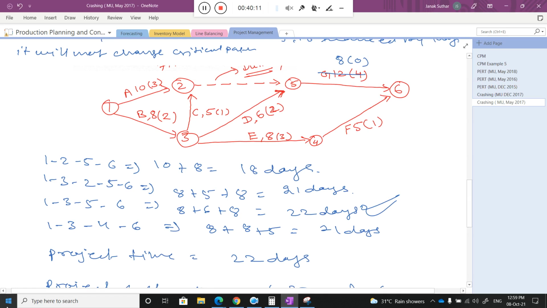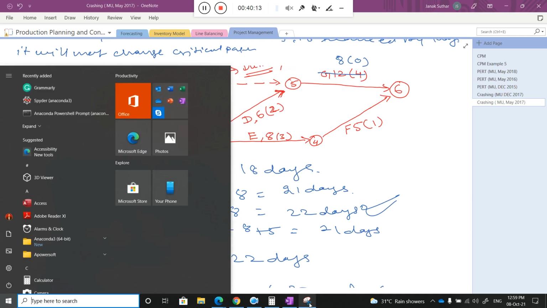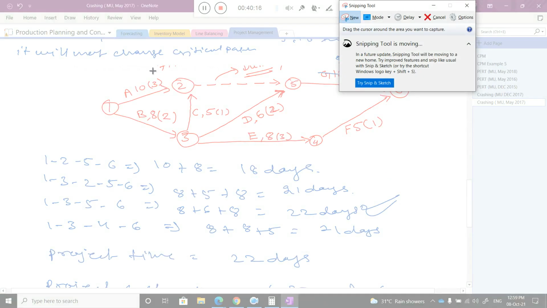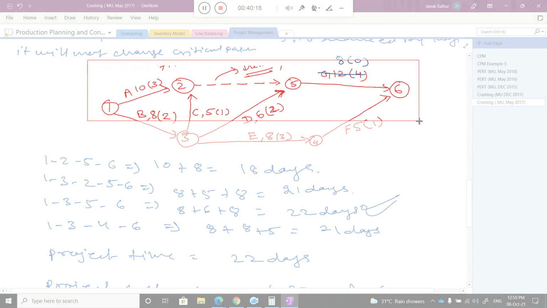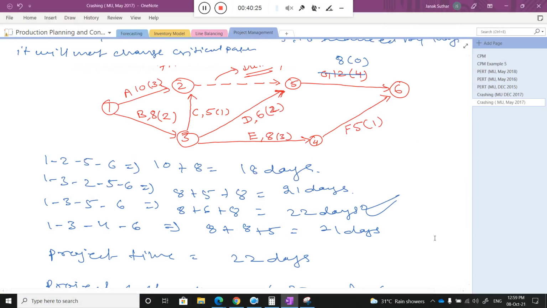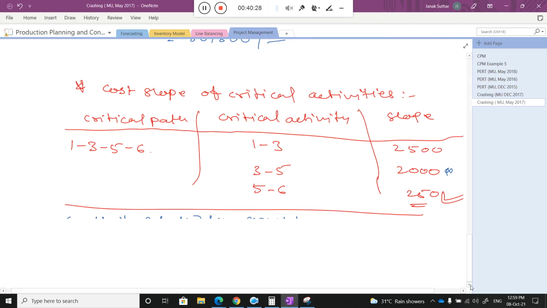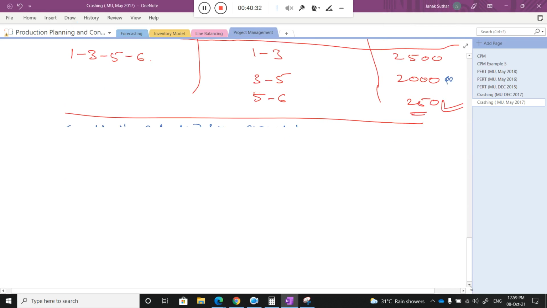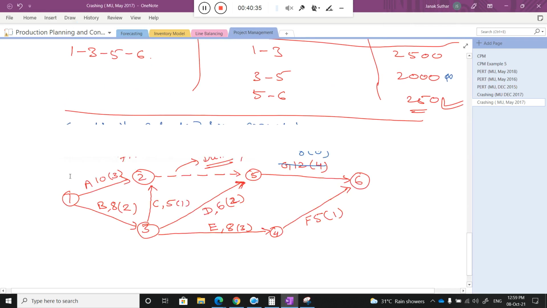So I quickly select and end the session. Just wait. The cost is, this is actually 80. We already did that. Now I just discuss, I will reduce this by 1. So 1 is the possibility.